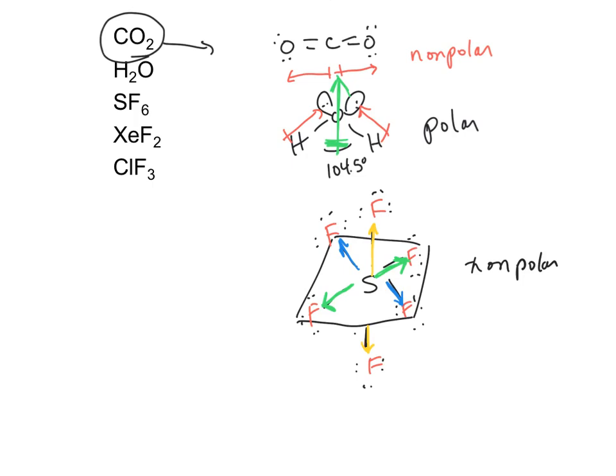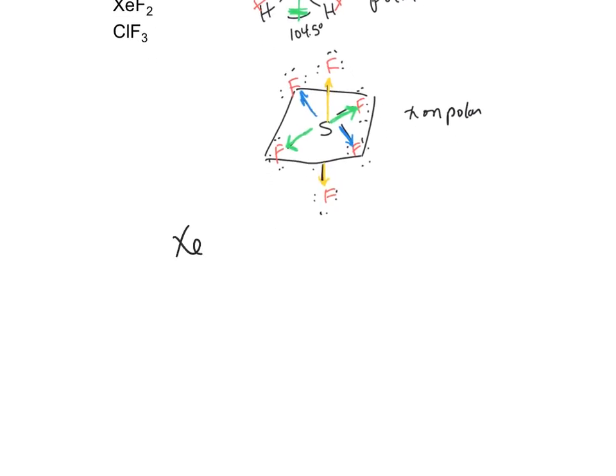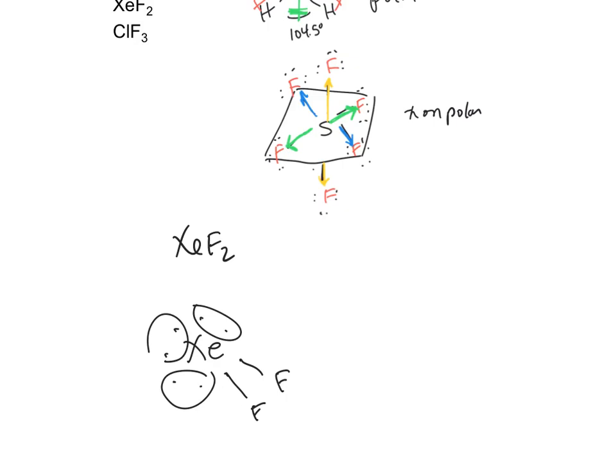All right, and that's got very special properties because it's nonpolar. The next one is XeF2. We haven't done that one yet. So let's do that one. We've got xenon with 1, 2, 3, 4, 5, 6, 7, 8. 2 bonds to fluorine. 3 lone pairs, so that's 5 groups of electrons.